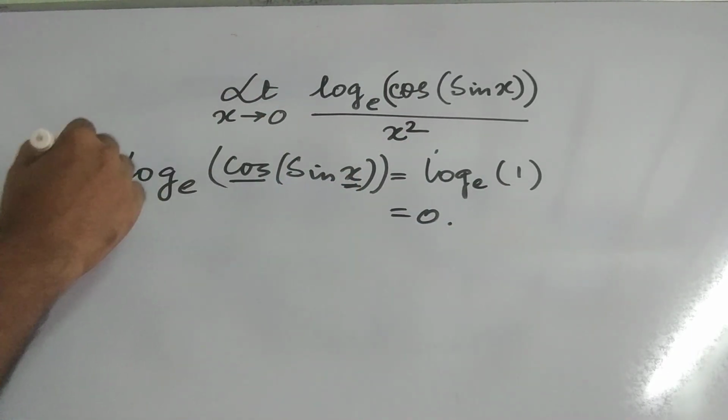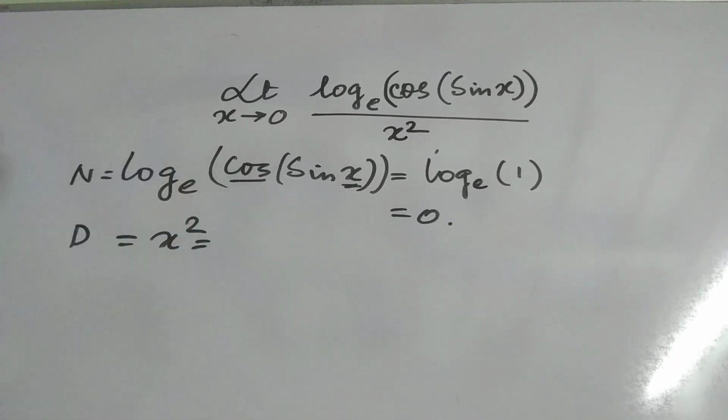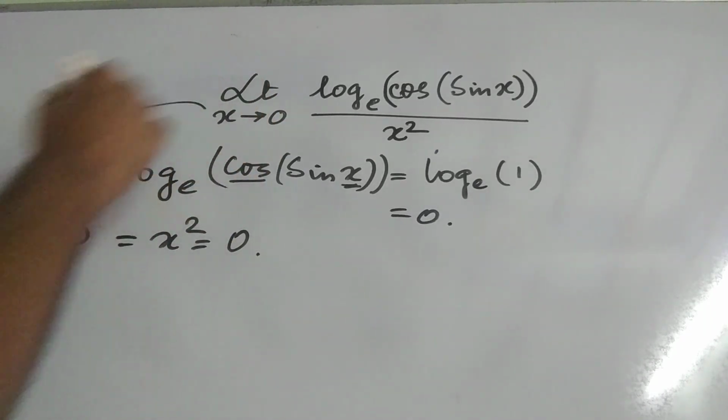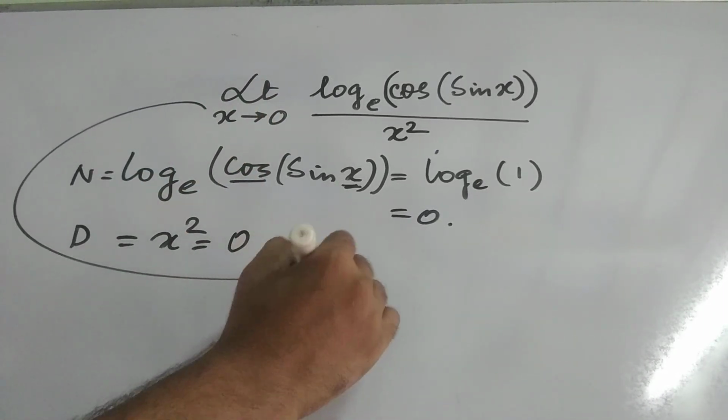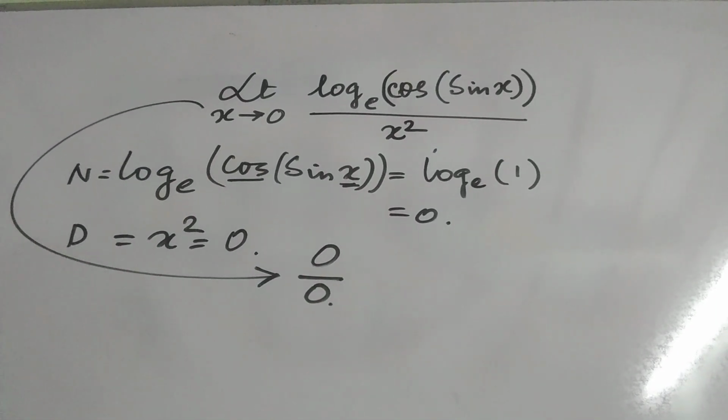Now what is the denominator? Denominator is x square. If we place the value of x equal to 0, then it will also be 0. So my limit is of the form 0 by 0. So I can apply L'Hospital's rule in this limit.